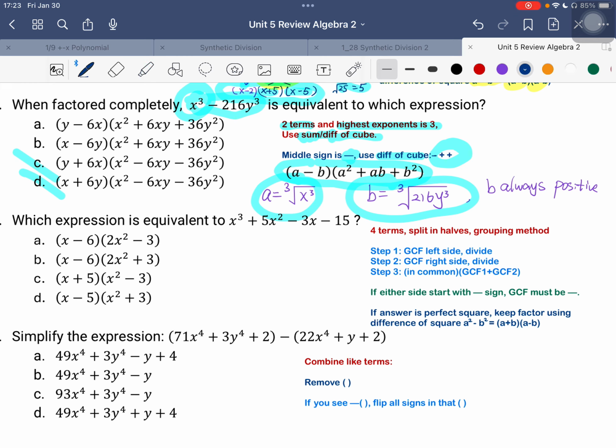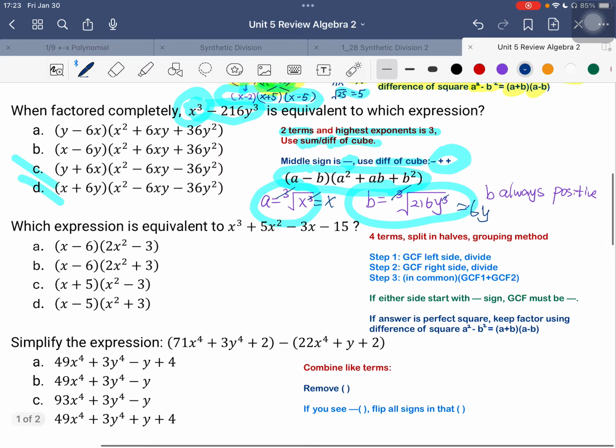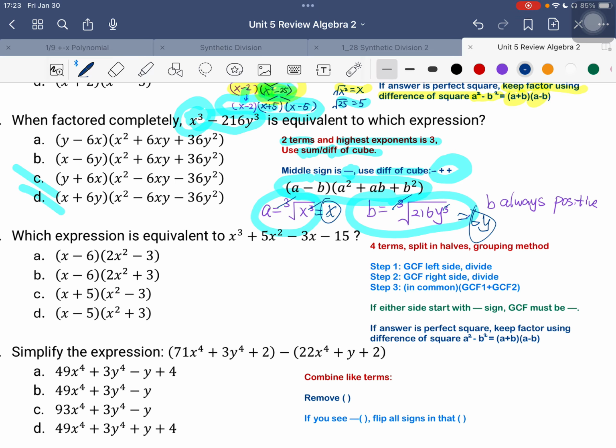Okay, so for the first term, I can get my a is x because 3 and 3 cancel out. Then my b should be 6y because 3 and 3 cancel out. You have to have the y because your question has the y. Your answer must have y, and cube root of 216 is 6. So plugging your a and b into this equation, find the correct answer.